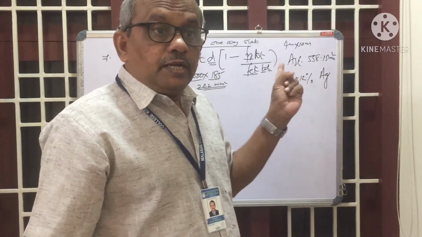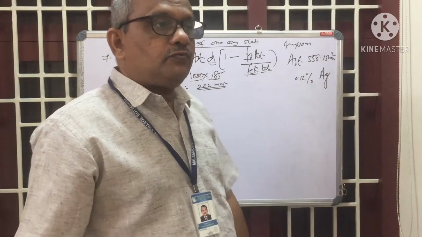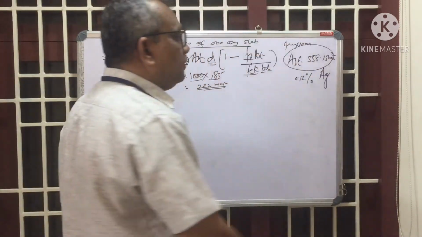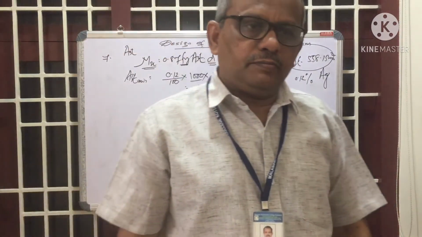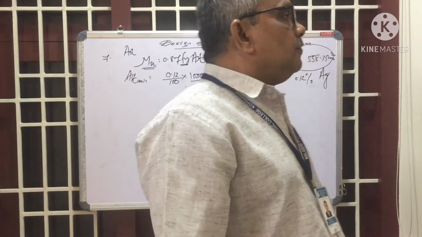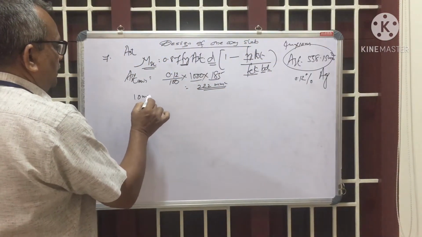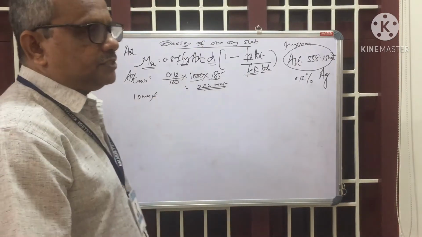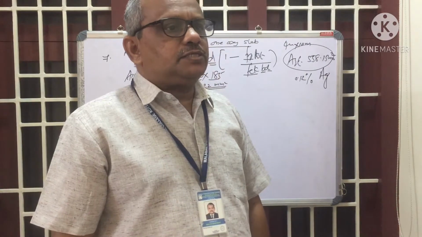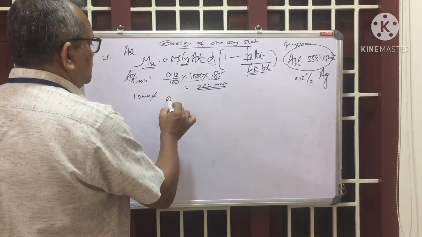The area of steel should not be less than this, but we got 558.15. Therefore, take the area of steel as 558.15 mm square, the area of main steel in the slab. Now, we have already assumed 10 mm dia bars. So provide 10 mm dia bars as the main steel. Then we have to find out the spacing.